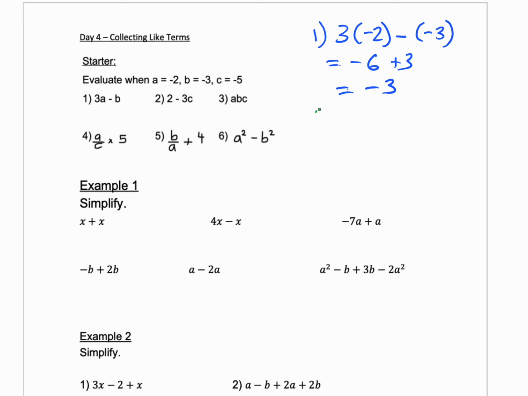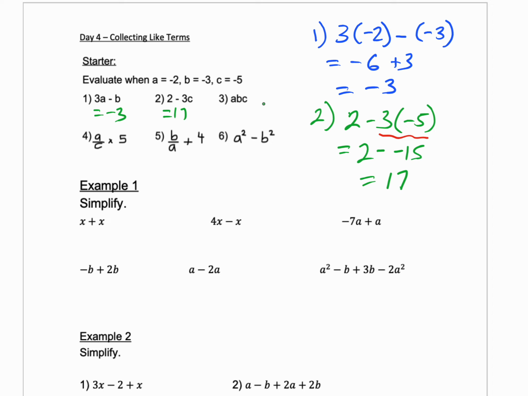Number 2, I'll do it over here. We have 2 minus 3 times c. Now c is negative 5, so I just stick negative 5 in the brackets like that. Remember to do multiplying before we do the subtracting. So this part right here is going to be negative 15. So it's going to be minus negative 15, which is of course plus 15. So we get 17 for the second one here.